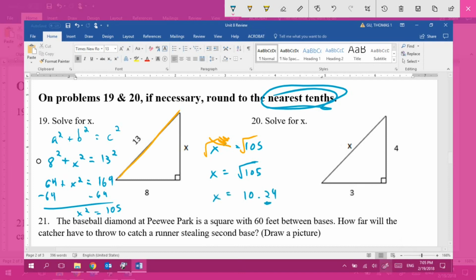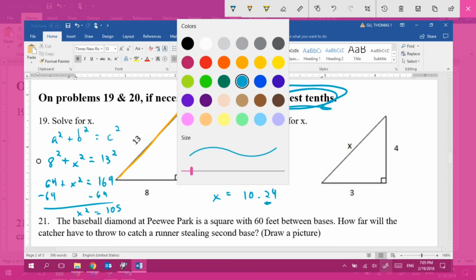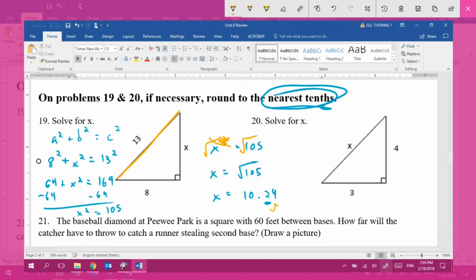That's this number right here. Is the next number greater than 5? Is it 5 or greater? Or is it less than 5? It's less than 5, which means we're going to round down. So it's just going to stay at a 2. So my answer is 10.2.